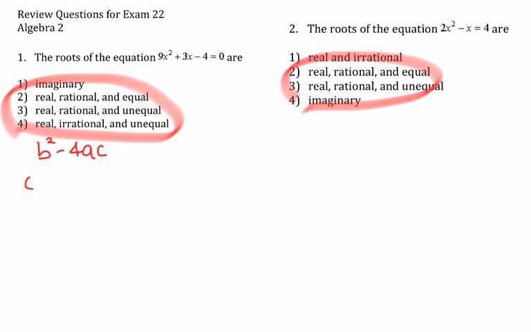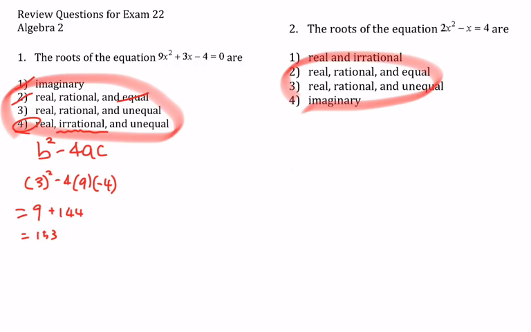Now, in this case, if you put that into our discriminant formula, you will realize that 3 squared is equal to 9, and then negative 4 times 9 times negative 4 becomes positive 144. When you add them up, it becomes 153. Since it's positive, it's not imaginary. It's not equal to 0, so the roots are not equal either. But since it's not a perfect square, our answers are irrational. So therefore, choice 4 becomes our answer.